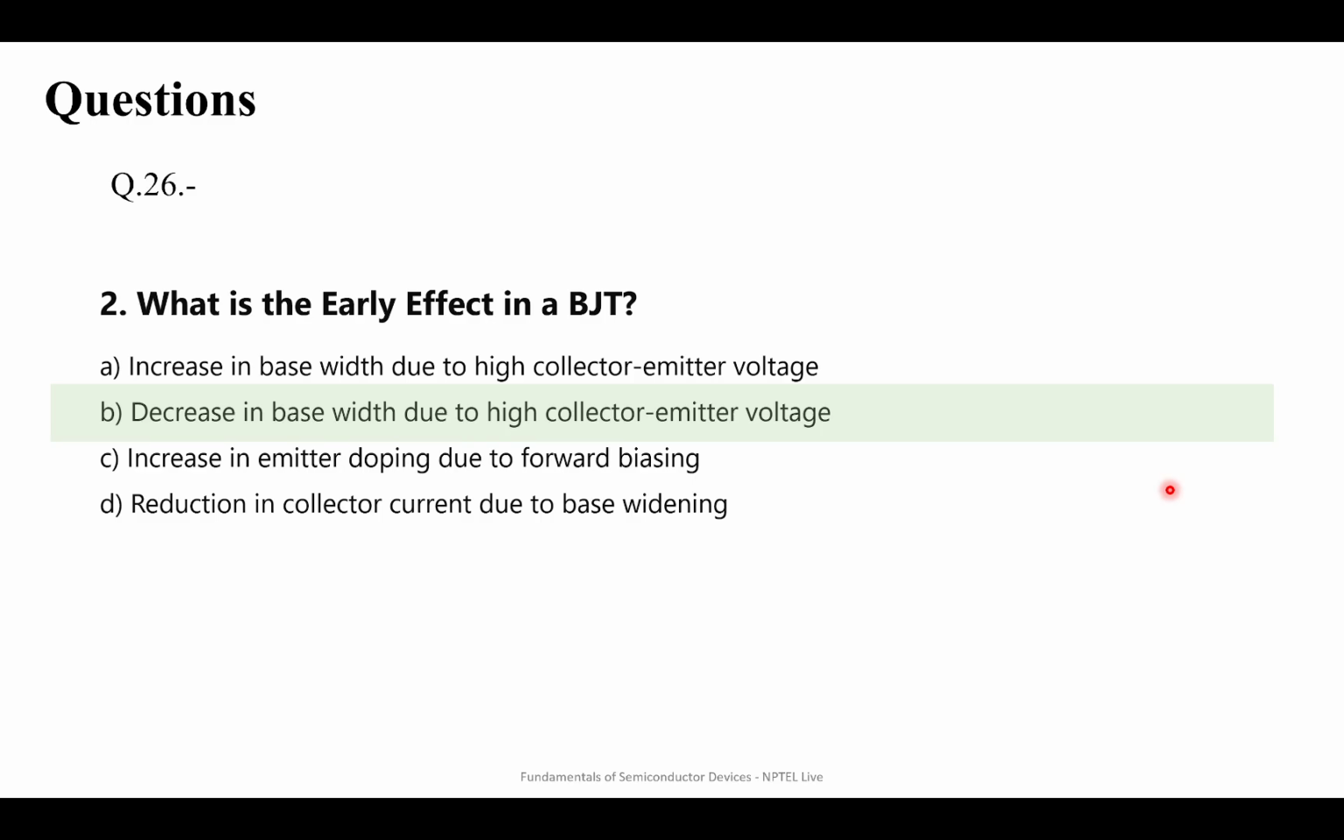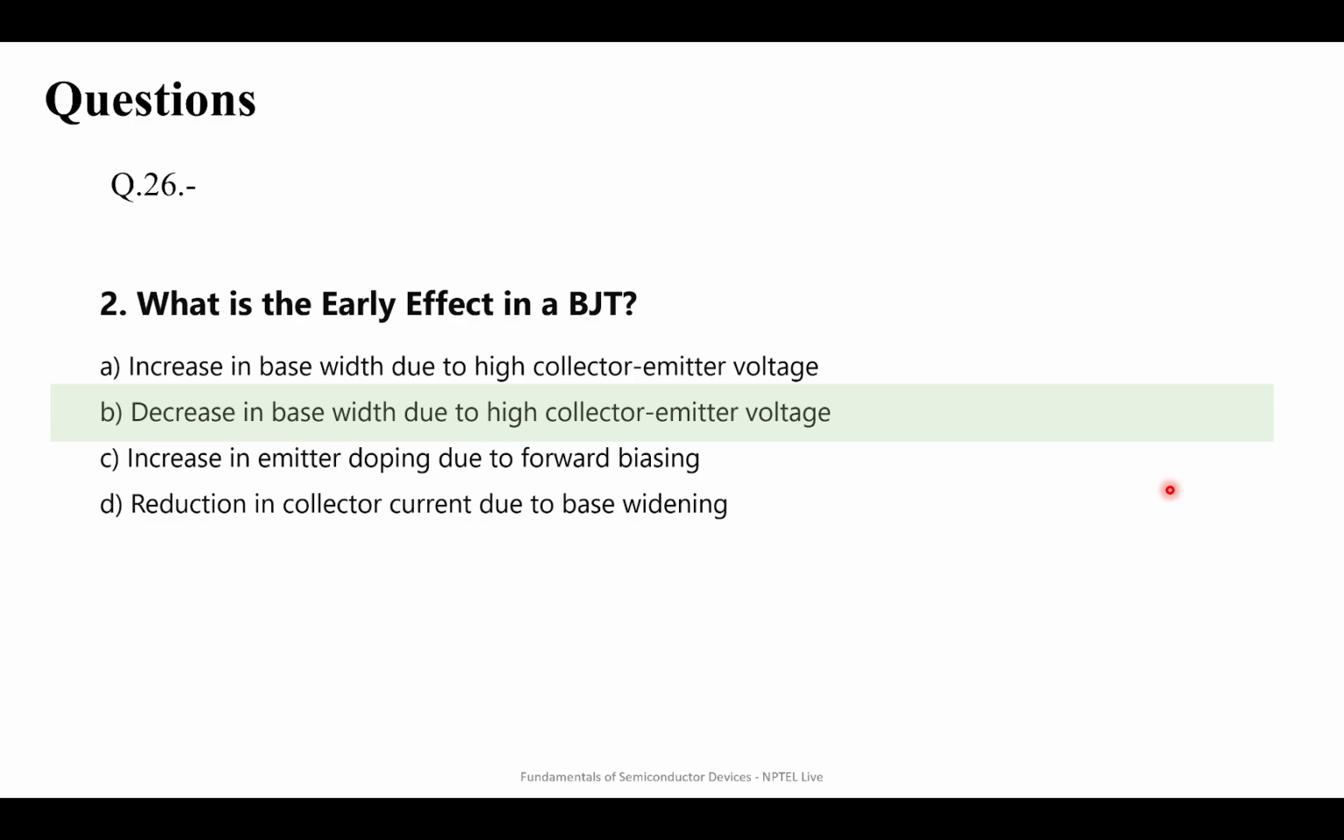So the answer to this is decrease in base width due to high collector emitter voltage. So if you increase your collector emitter voltage to a very high value, it will lead to a bigger depletion region in your base since it's very lightly doped, and due to a widening of your depletion region, your base width will decrease, and if your base width decreases, your recombination will reduce and your gain will increase.